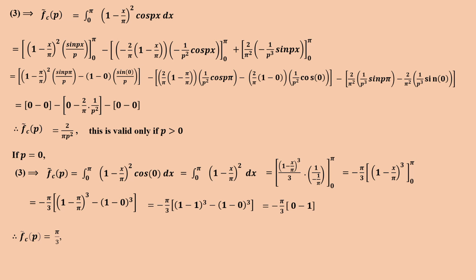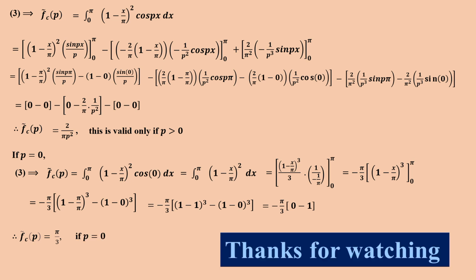So the finite Fourier cosine transformation of the given function f(x) equals π/3 if p is equal to 0. So there are two values for fc bar of p: it equals 2/(π p²) if p is not equal to 0, that is, p greater than 0, and π/3 if p is equal to 0.